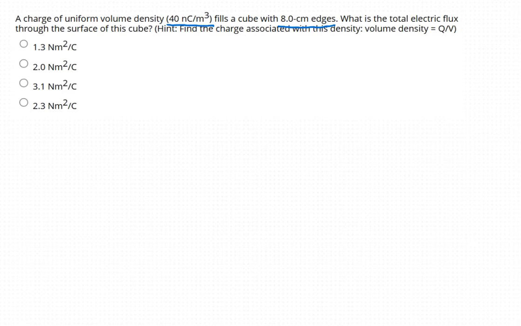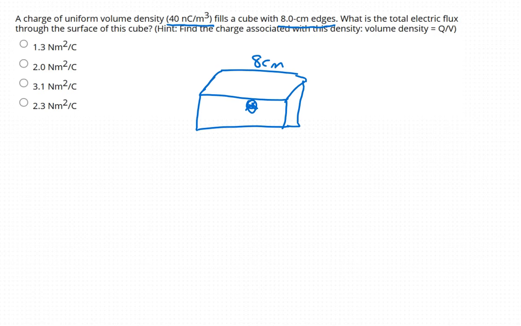Imagine this is a cube, with a test charge inside, and we're given that the volume charge density is this, and we need to determine the flux. Since we know that this is a cube and each length is 8 cm, then for us to find flux, we use Gauss's law.